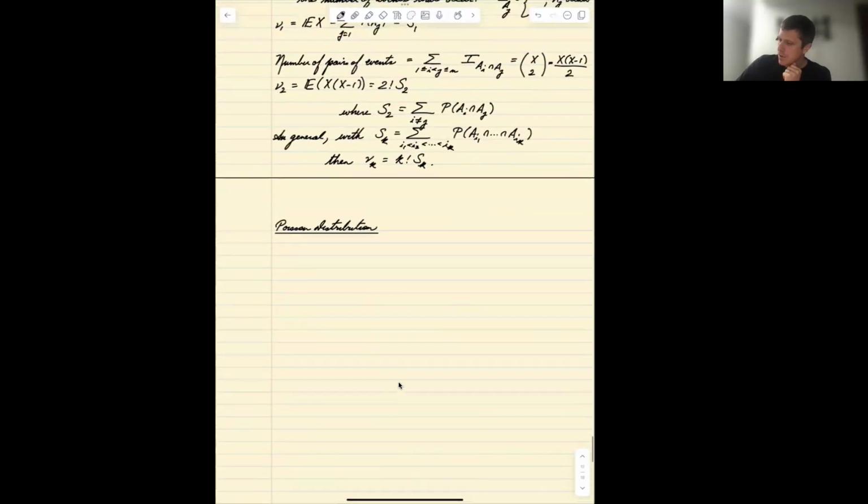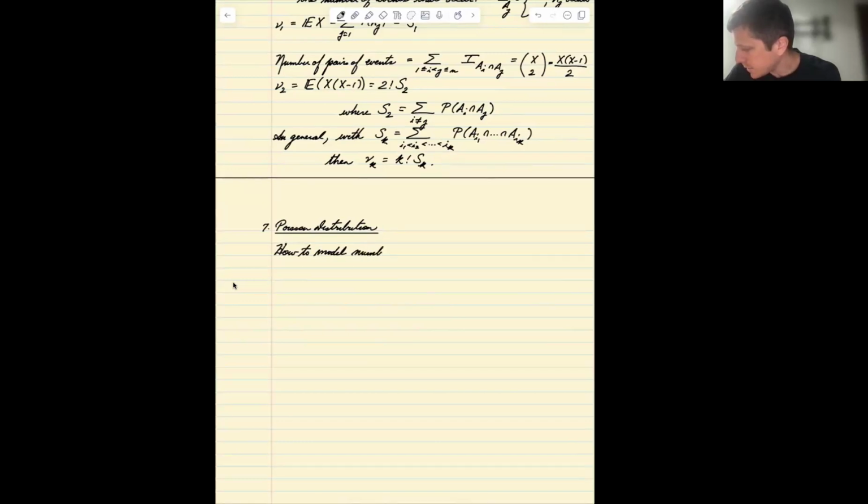So the Poisson distribution has a very specific motivation behind it. Let's lead by an example. An illustration is, how do we model the number of deaths to occur on a given day? So a single day.